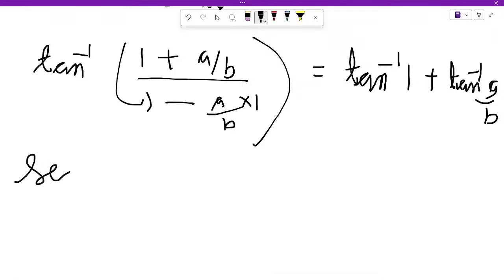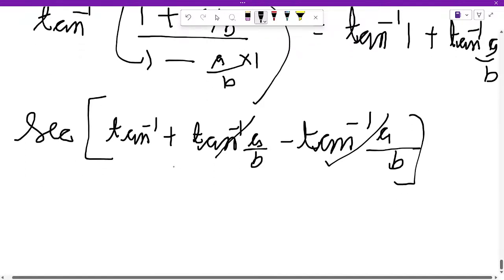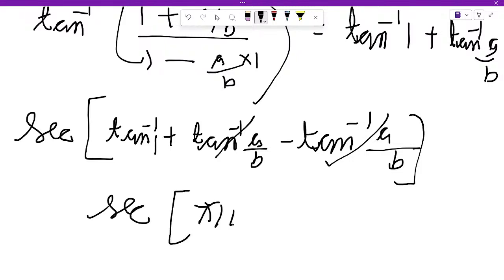Now the resultant would be like this. Sec of tan inverse 1 plus tan inverse a by b minus tan inverse a by b, right? Cancel this. What is tan inverse 1? Pi by 4. What is sec pi by 4? What is sec 45? What is cos 45? Cos 45 is 1 by root 2. So what is sec 45? The reciprocal of cos, right? Answer is root 2. That is, we just need to know about sine, cos, and tan, because with the help of reciprocals, we can know cosec, sec, and cot.